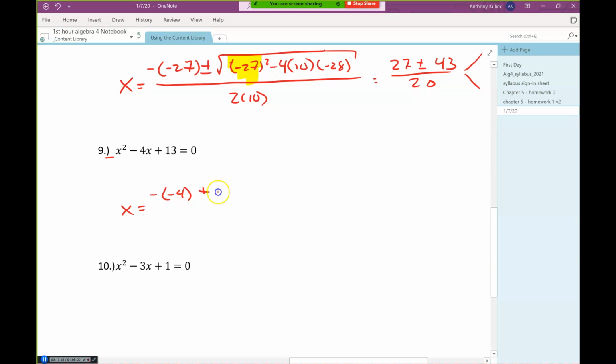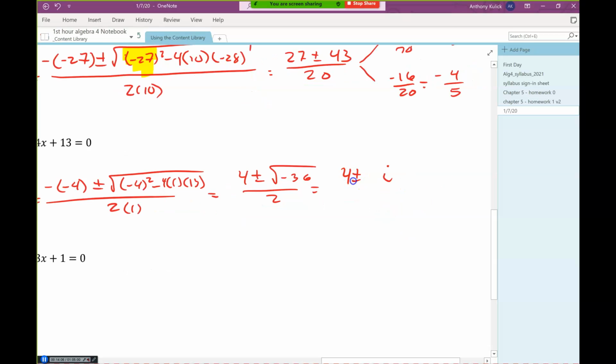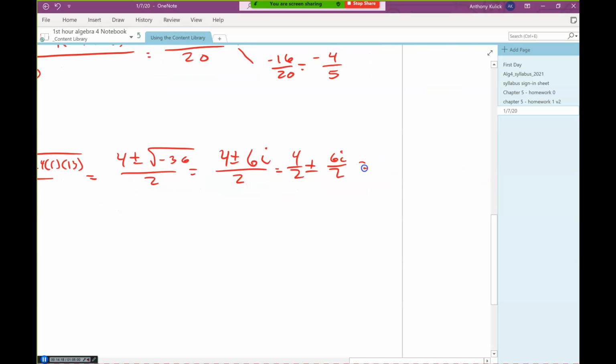So again, 4 squared is 16. Minus 52 is negative 36. The square root of a negative creates an i, and the square root of 36 is just 6, so that's going to be 6i. And then to reduce this, I have to think about it as dividing by the denominator of the whole thing. So that's going to reduce down to 2 plus or minus 3i.